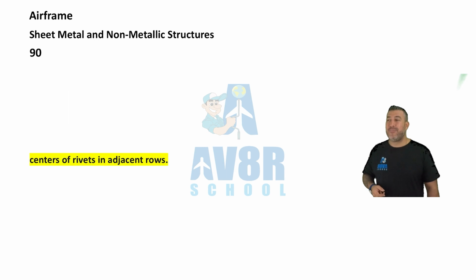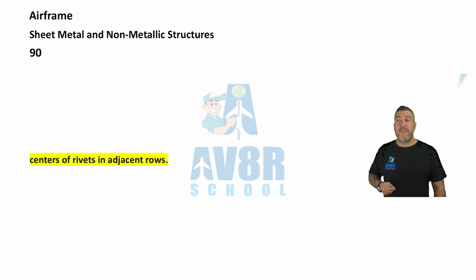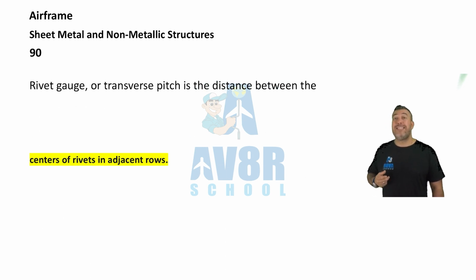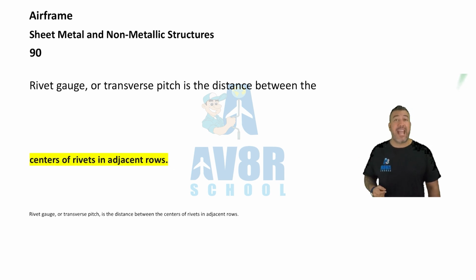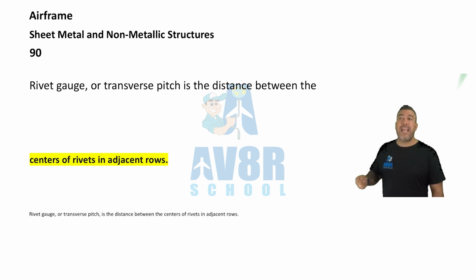Number 90. Centers of rivets in adjacent rows. So rivet gauge or transverse pitch is the distance between the centers of the rivets in adjacent rows.